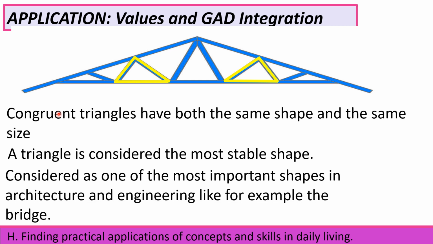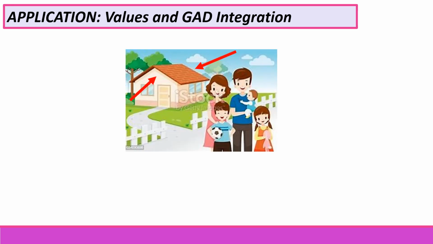This is also considered as one of the most important shapes in architecture and engineering, like for example, the bridge, and of course, in building structures like our houses. Okay, katulad ng sinabi ko kanina, a triangle is considered as one of the most stable shapes. At yan ang ginagamit, especially in building structures like our home or our houses.